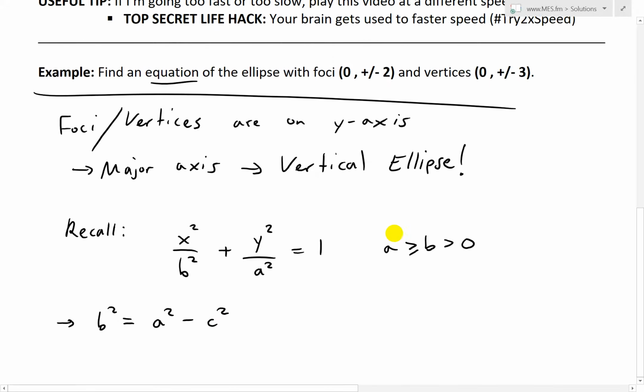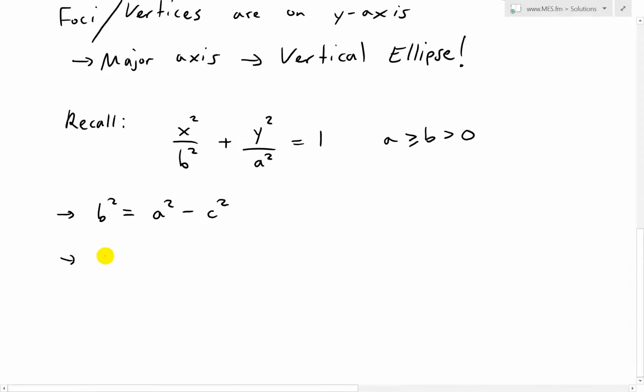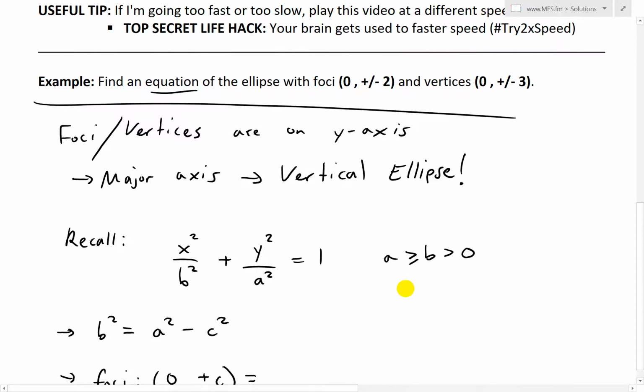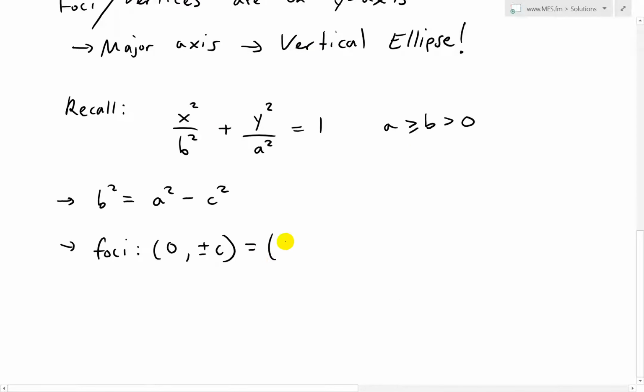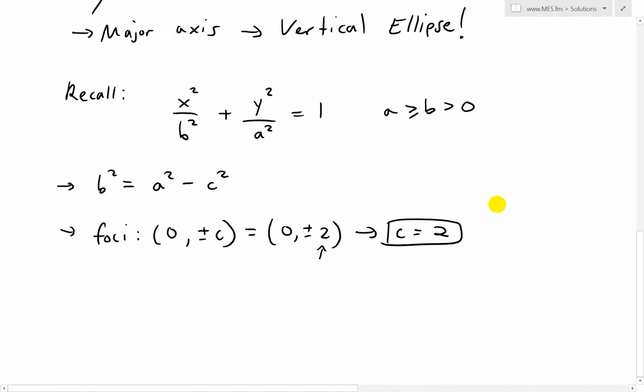And also recall that the foci are basically at (0, ±c). And in our case we have (0, ±2). So this means that c is equal to this 2. So c equals 2.